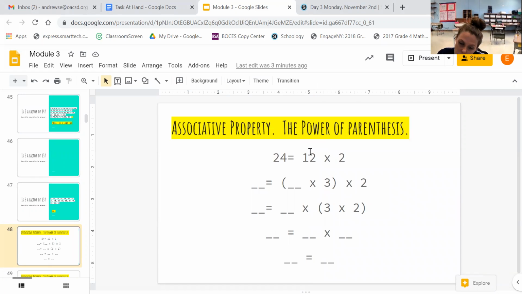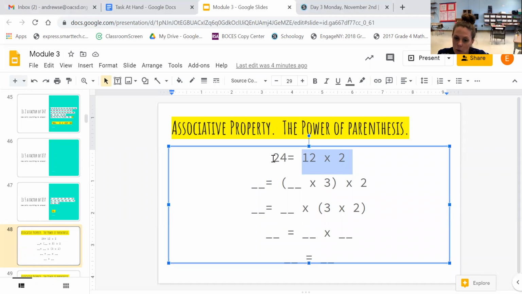Today I'm going to show you this property. It's called the associative property. What it means is it doesn't matter if you follow the parentheses or if you solve the problem out of order, it's going to give you the same product, the same answer. So let me show you. Our equation says 12 times 2 equals 24.